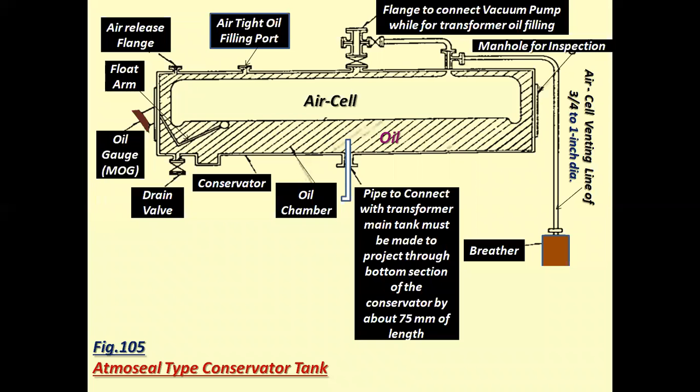See the diagram of Atmoseal type conservator tank. See, the pipe to connect with the transformer main tank must project through the bottom section of the conservator by about 75 millimeter of length to avoid choking with oil sludge. The oil gauge is tilted 10 to 15 degree angle.